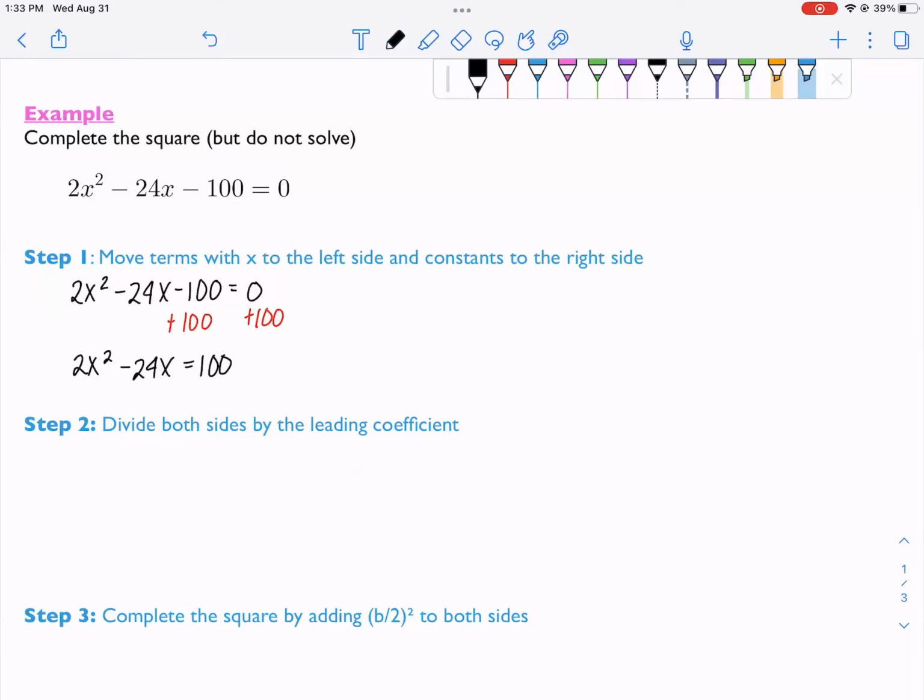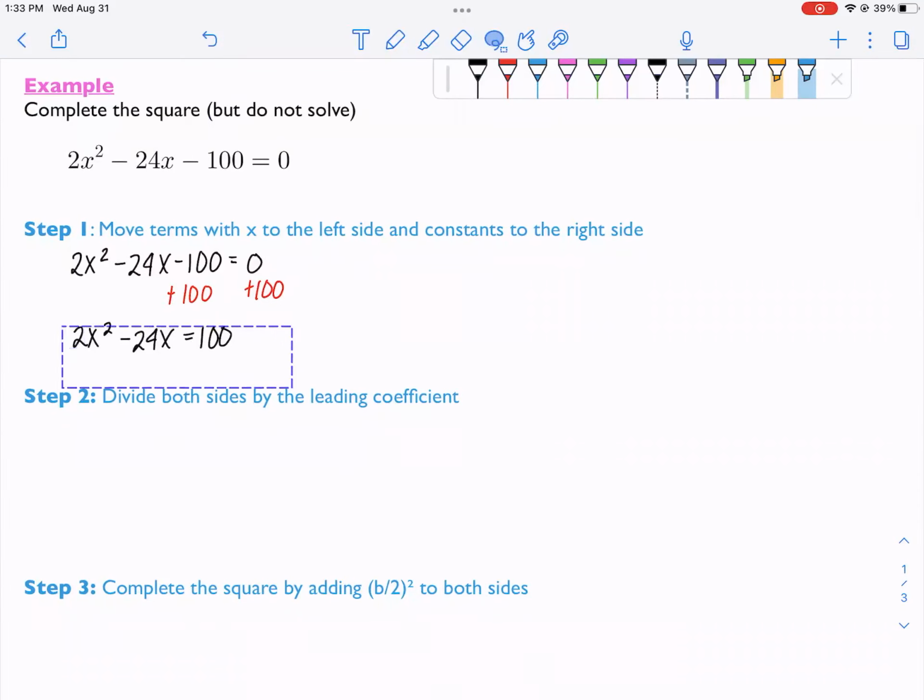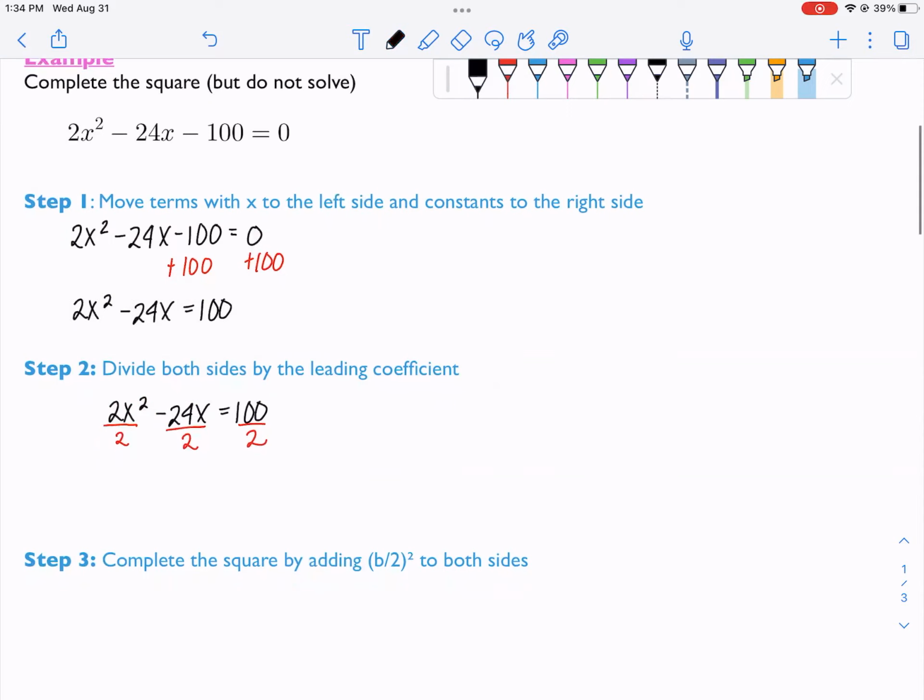Our next step is to divide both sides by the leading coefficient. So if I copy what I had before, my leading coefficient is the coefficient on the highest powered variable, which is x squared. So I am dividing everything by 2. And I'm left with x squared minus 12x equal to 50.